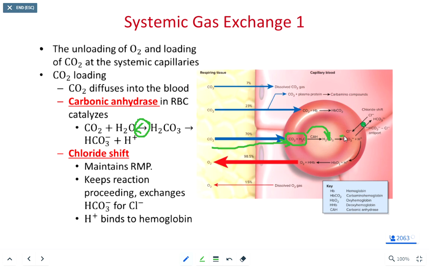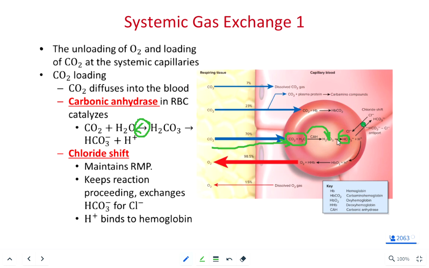The bicarbonate ions need to get out of the red blood cell. Too many bicarbonates in the red blood cell are going to throw off the pH and the homeostasis of the inside of the red blood cell. Now, there's a problem, and that problem is resting membrane potential.